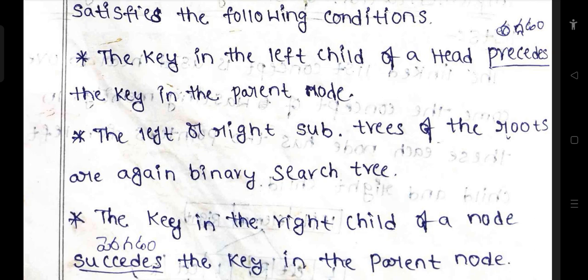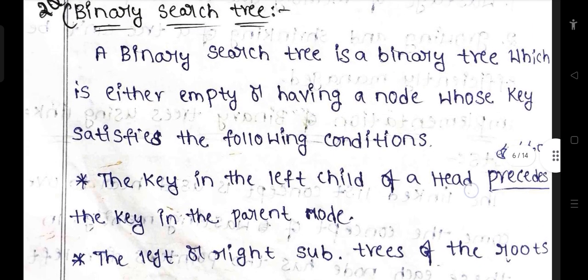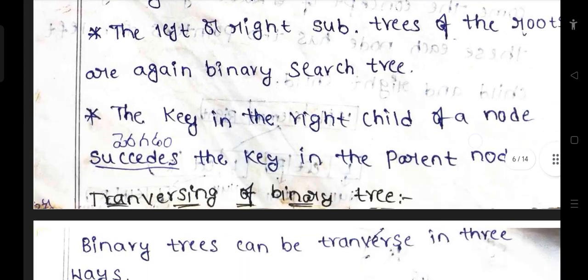So the key in the left child of a node is decreasing relative to the parent node, that is the condition. The left or right subtrees of the root are again binary search trees. That means the left and right subtrees also become binary search trees. And the key in the right child of a node succeeds the key in the parent node. So here the key in the right child is increasing relative to the key in the parent node.